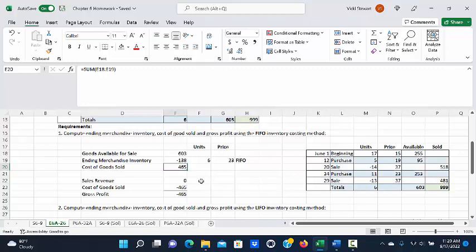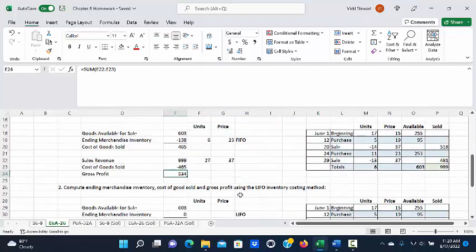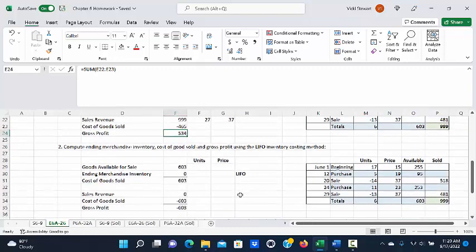First, we need to determine the amount of sales revenue. We know that we sold 27 items. We can add 14 and 13, and the sales price per item was $37. So again, we have our $999 of sales revenue. We subtract our cost of goods sold that we calculated above, and so gross profit using FIFO would be $534.